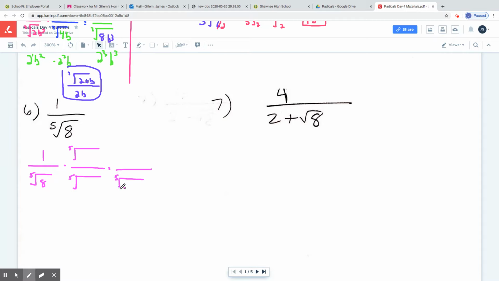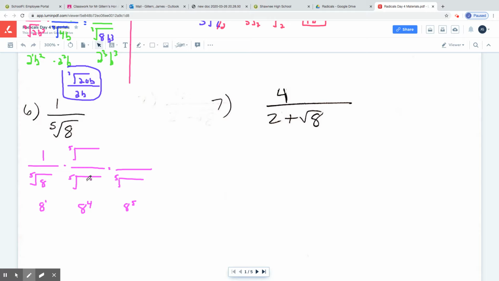I need this to be a perfect 5th power, something to the 5th power. Well, I have 8. So a lot of you are going to do this: 8 to the 1st, I want 8 to the 5th. So then I'm going to multiply top and bottom by 8 to the 4th. This would work. However, what in the world is 8 to the 4th power? I have no idea. And what's going to end up happening is you're going to end up having to simplify this later on.